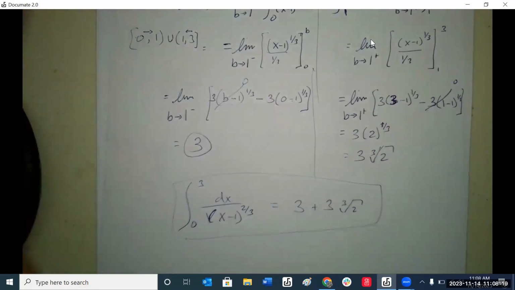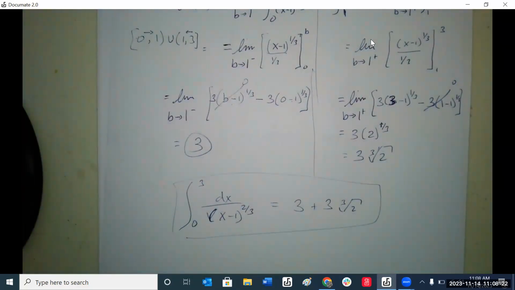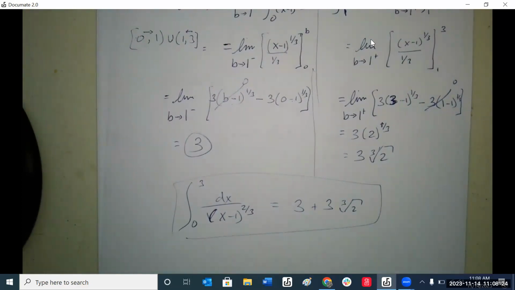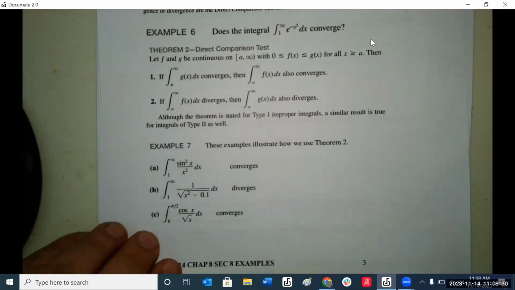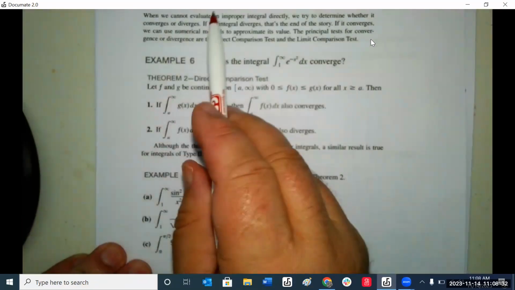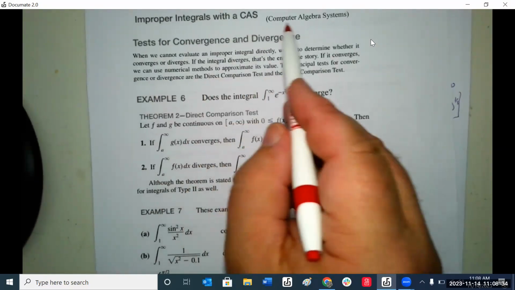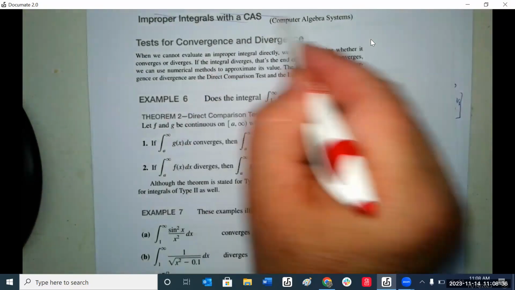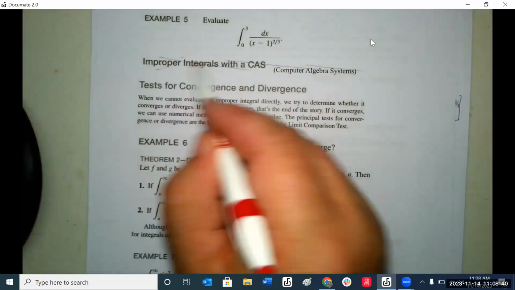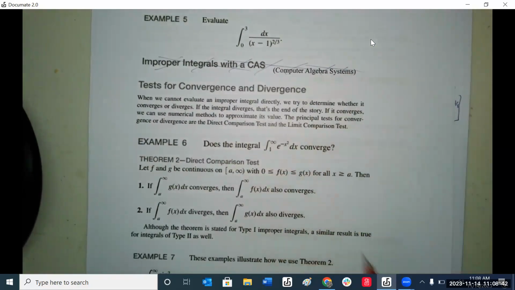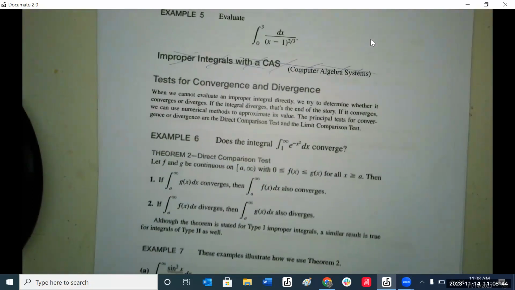Where's my example sheet? Okay. Now we're going to look at improper integrals with computer algebra systems. Well, I'm not worried about that because I'm not going to use those. We have calculators that do more than the systems do.